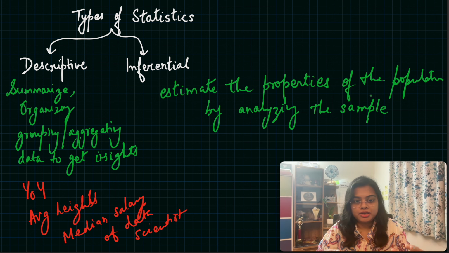You have the entire data, you are just collecting, grouping, aggregating, and massaging the data to get these insights. So you have the data, and you're describing it. Inferential is when you do not have the entire data, but you have to estimate the property of the population by analyzing the sample.